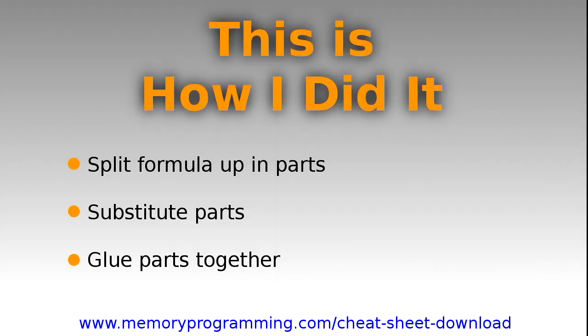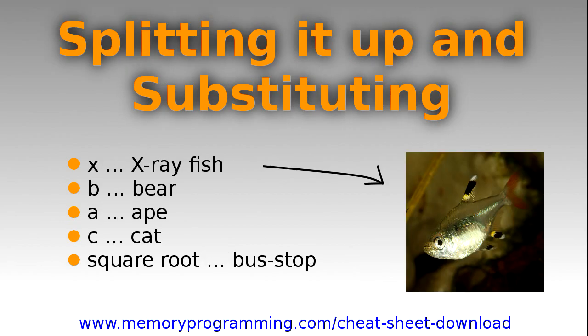First, we split the formula up into all parts that we have to remember: variables, numbers, and operands like plus and minus. Then we substitute all variables by something else that we can use in our story. I prefer to take animals starting with the letter of the variable, like bear for the variable B, ape for the variable A, and cat for variable C. I even looked up that there's a fish called X-ray fish that will represent the variable X.